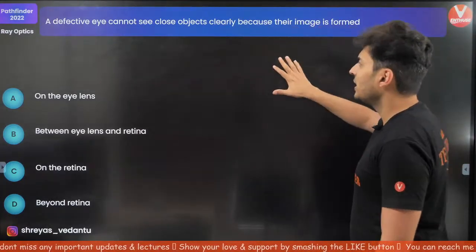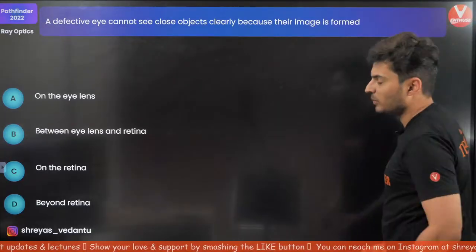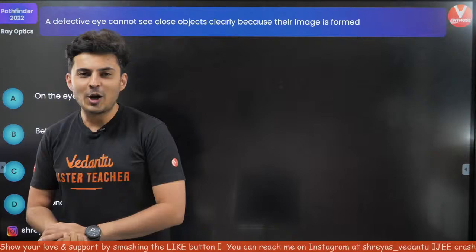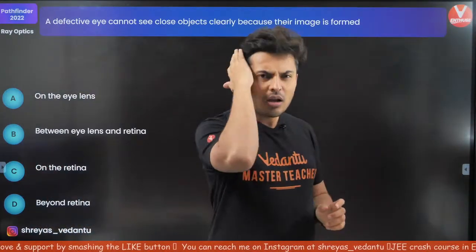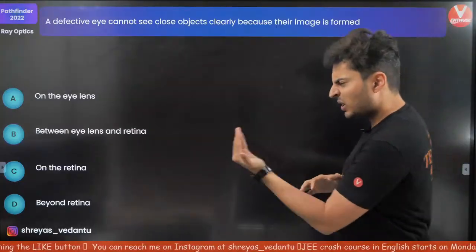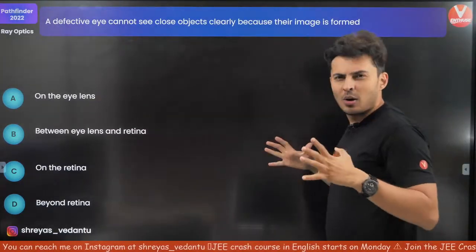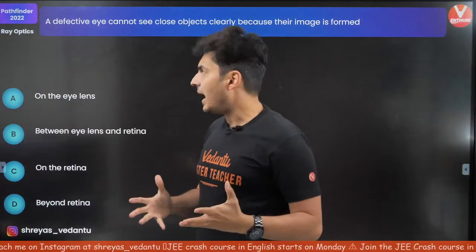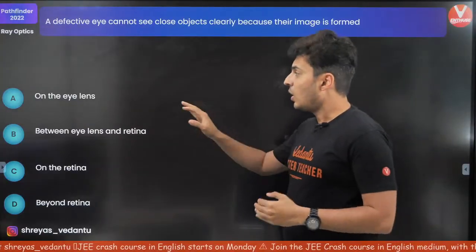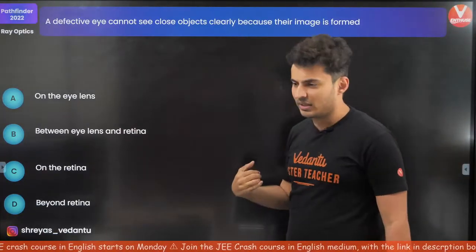A defective eye cannot see close objects clearly because their image is formed... Come on, let's see how many of you can get this. If there is a person with a defective eye and he cannot see the objects which are close enough clearly, why is that happening? What is the problem? The image formed is on the eye lens, between the lens and the retina, on the retina, or beyond the retina.